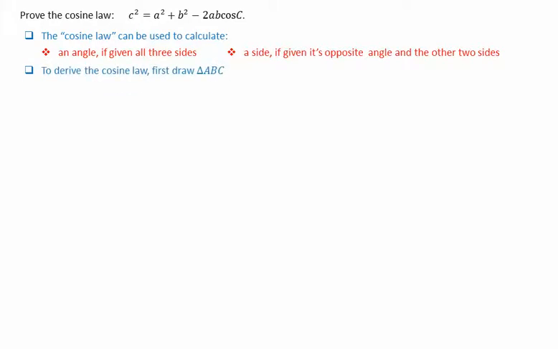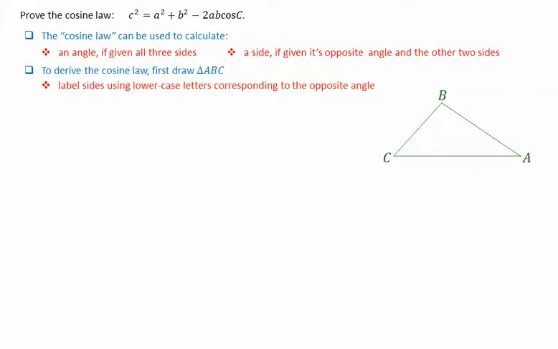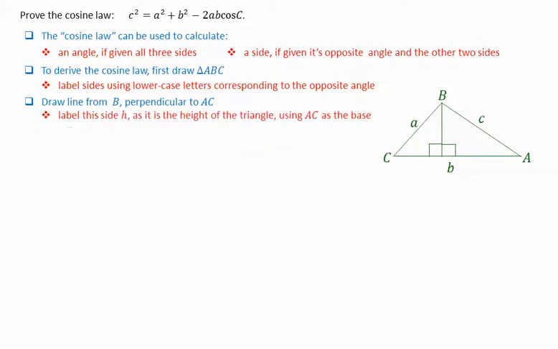To derive the cosine law, first draw a triangle ABC. Note that sides are labeled using lowercase letters corresponding to the opposite angle. We can then draw a line from B perpendicular to line segment AC. We can label this side H, as this corresponds to the height of the triangle if using AC as the base. We can then split up side AC into X and B minus X.